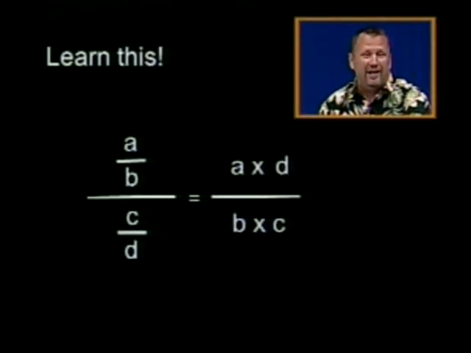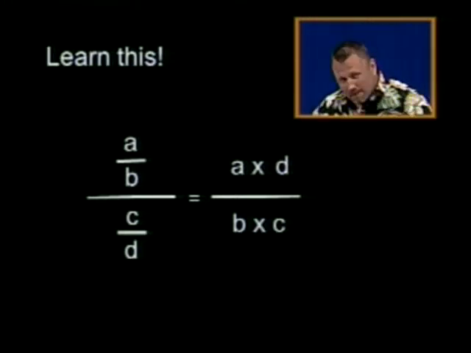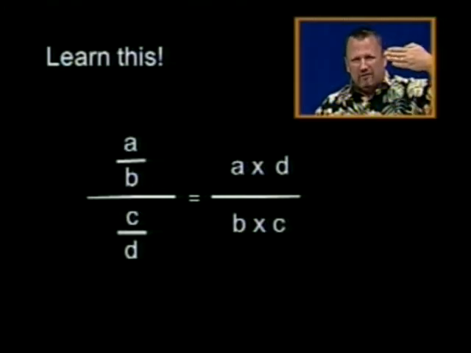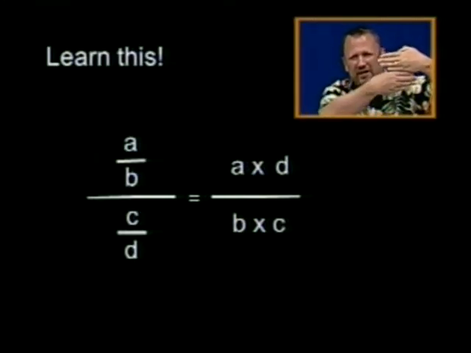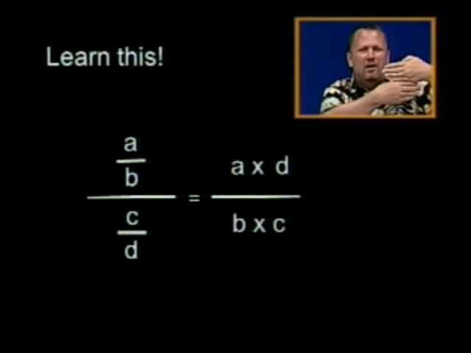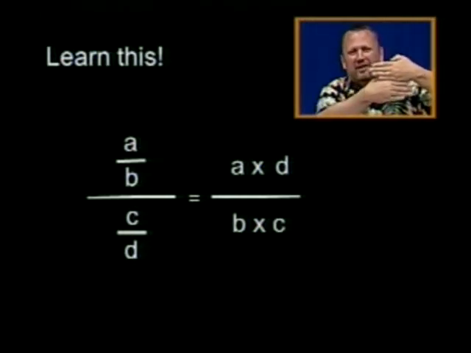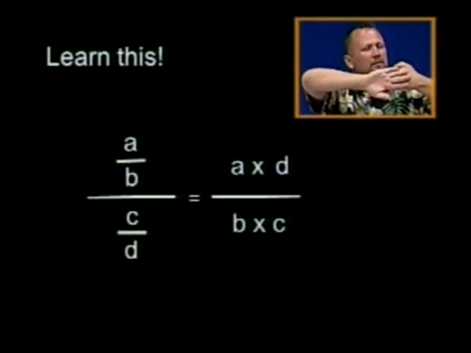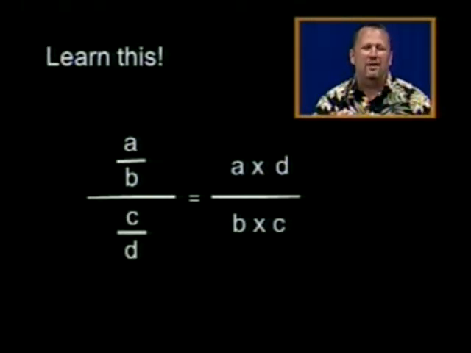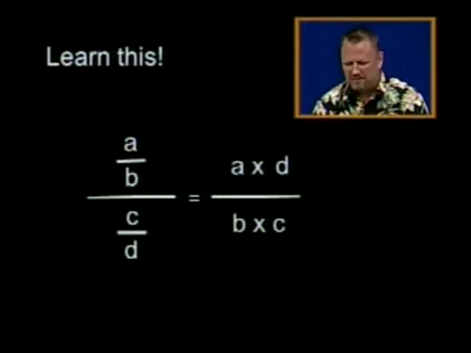The fraction A over B, that over C over D, is going to be equal to A times D over B times C. A over B we'll think of as the fraction on top, and C over D is the fraction on the bottom, and we'll think about that middle bar as a hinge, and we'll just roll the bottom one up. Does that make sense? And now we have A times D over B times C.